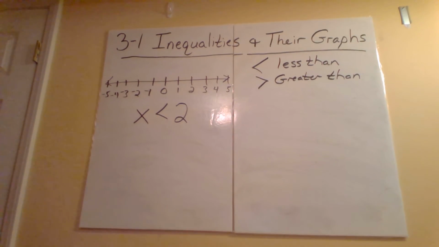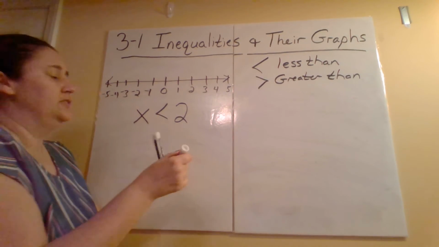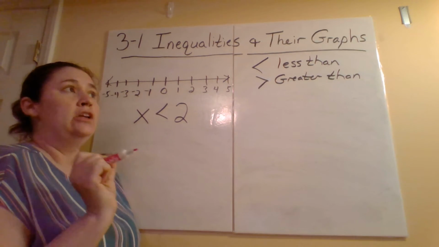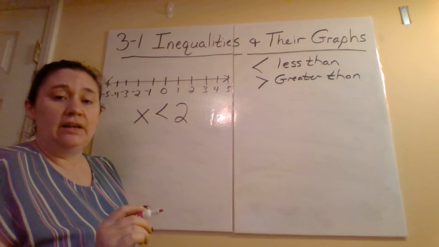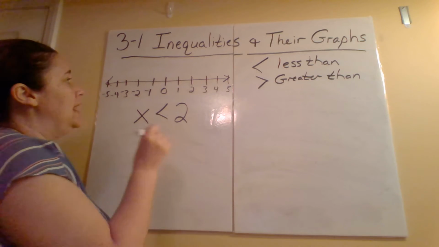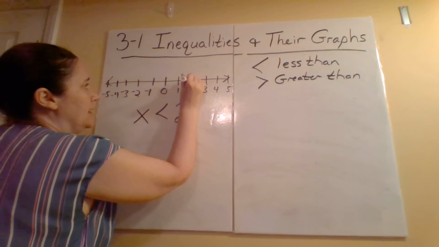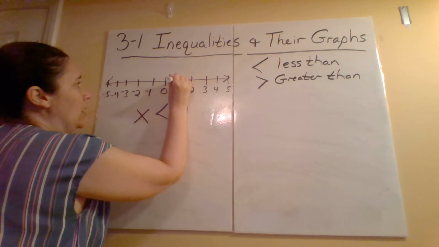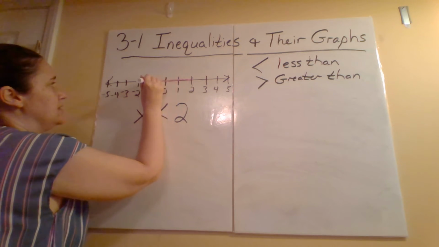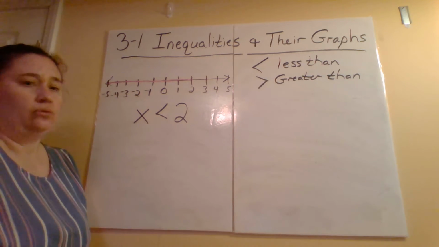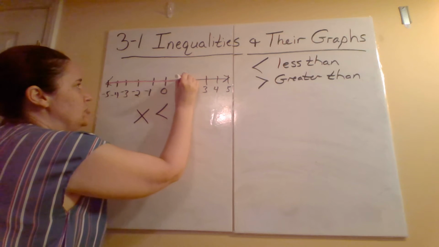Let me grab another color. Here's a different color right here. I'm going to use this different color marker to draw a line that represents all the numbers less than 2. So I'm going to start at 2, and I'm going to go less than 2. 1 is less than 2, 0 is less than 2. All these negative numbers are less than 2. And let me make that a little thicker so it shows up on camera.